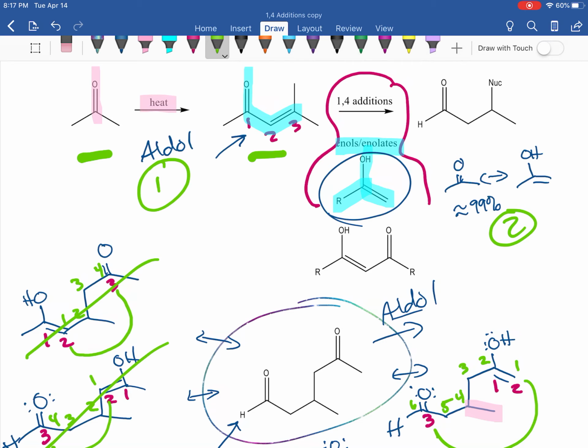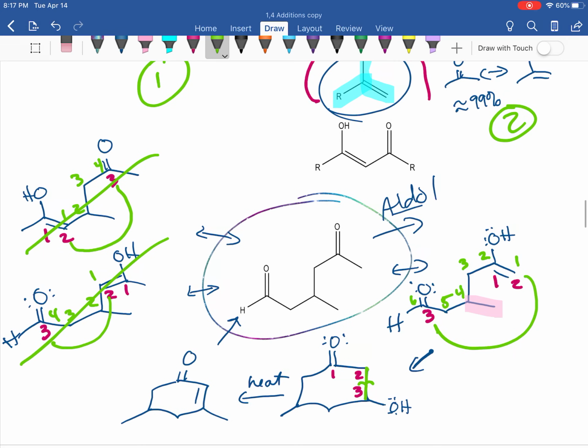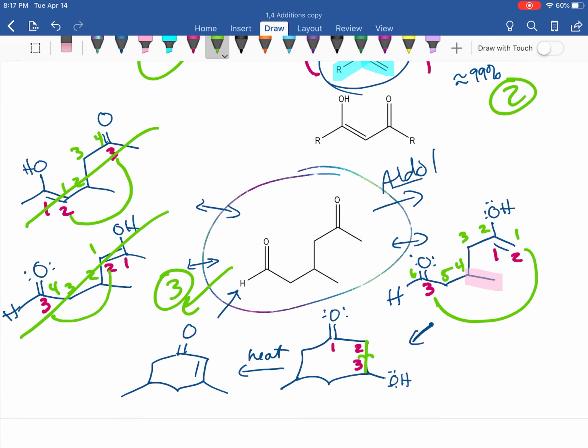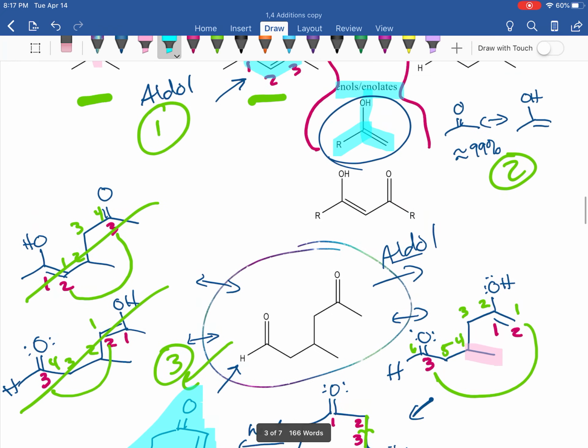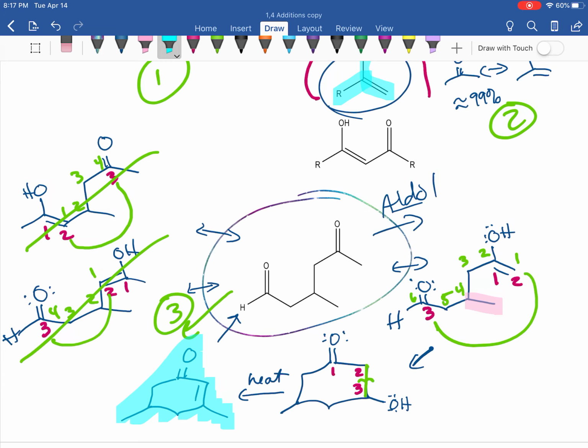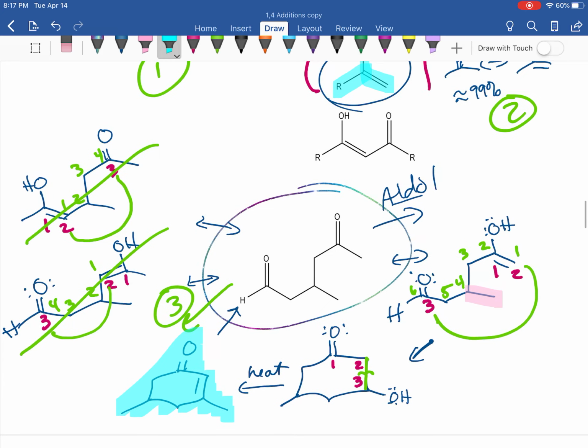All right, second step, we did a nice 1,4 addition. All we had to do was add a little base or heat to that 1,4 addition, and we went all the way to that ring structure. I mean, in 3 steps, we went from acetone all the way down to this cyclohexanone. If that doesn't scream test question somewhere, I don't know what does. So you guys, that needs to be on your cheat sheet, and we need to practice those.